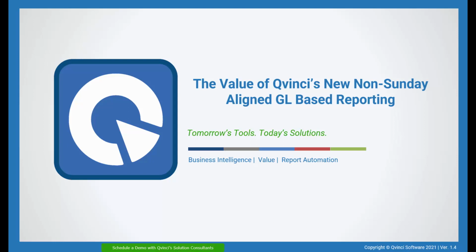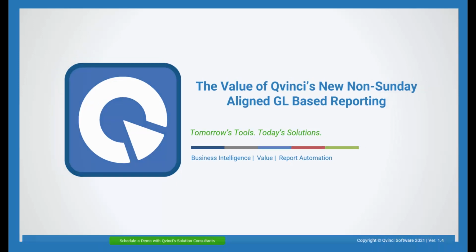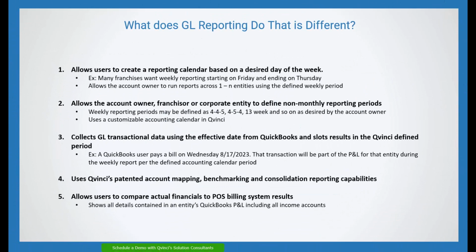Good day and welcome to this intro video, the value of Qvinci's new non-Sunday aligned GL-based reporting. GL-based reporting, non-Sunday aligned. Why do we care? Why is it different than normal reporting? Well, what this solution allows you to do is to set up a calendar for the periods that you want, weekly. And this particularly pays dividends when you're, for instance, say a restaurant or some other entity that wants to report weekly, but they don't want the weeks to be Sunday through Saturday.